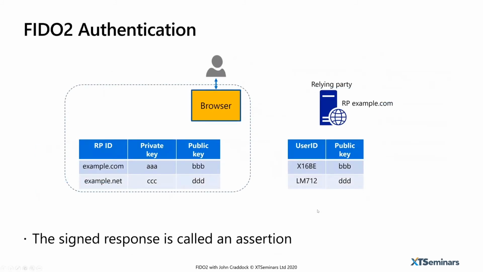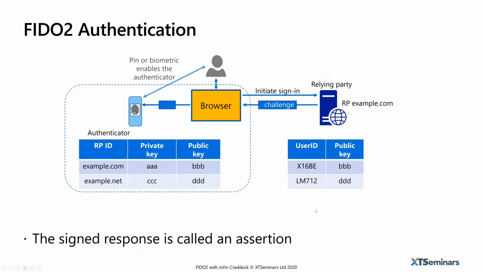So if we look at FIDO2 authentication, what happens now is we start an authentication sequence. We initiate authentication, and then we send back a challenge, and the challenge is passed to an authenticator. This is not done in the browser. It's passed to an authenticator, which could be a platform authenticator, or it could be a roaming authenticator, such as a FIDO2 key.